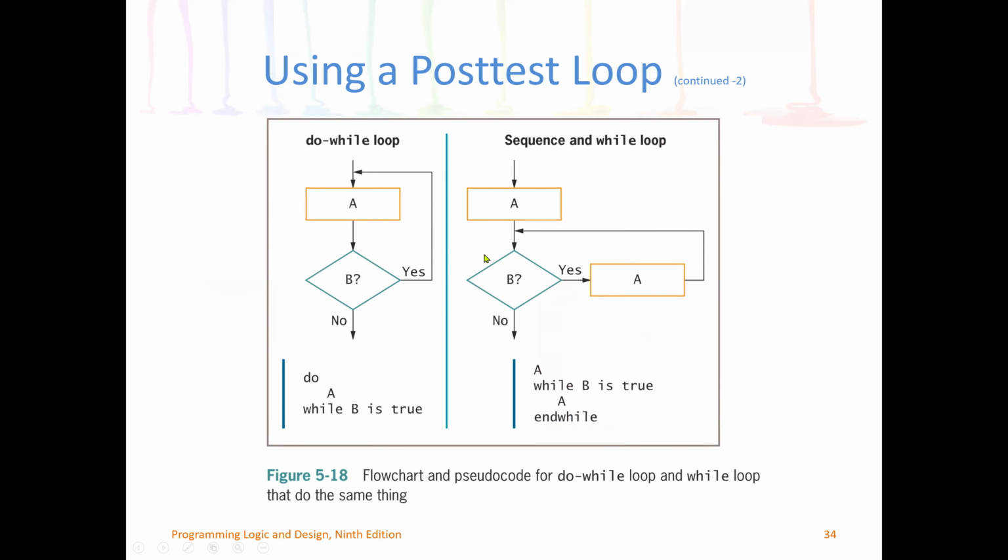So that's an example using a post-test loop. We can see the flow chart here. There's a task for A. You do A, and when you finish, you check if the condition is B. If it's yes, you do A again. And here is the same thing. We do something before we check the condition. If it's yes, we keep doing the same thing.